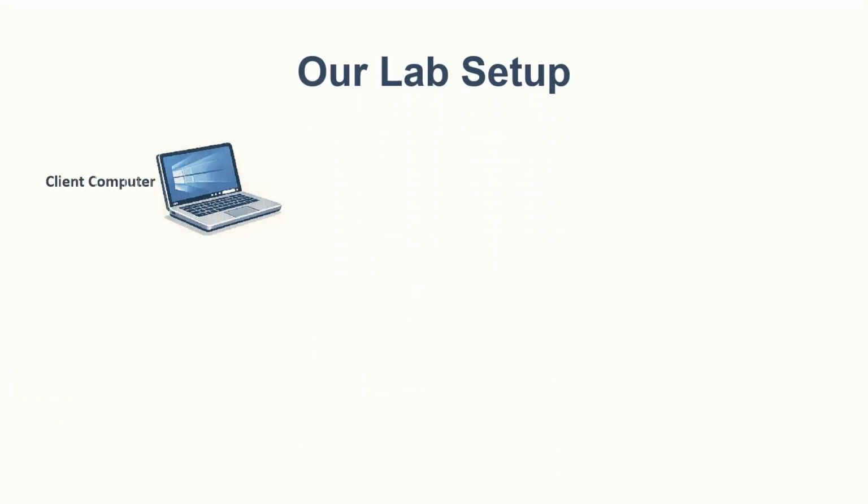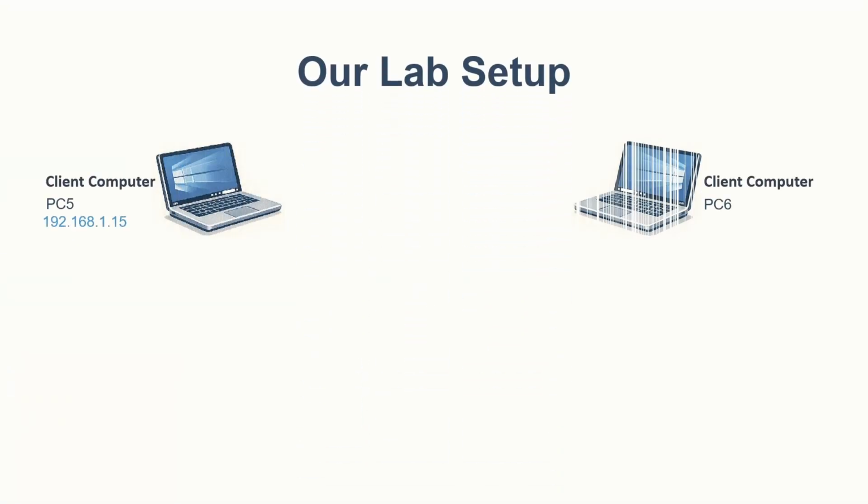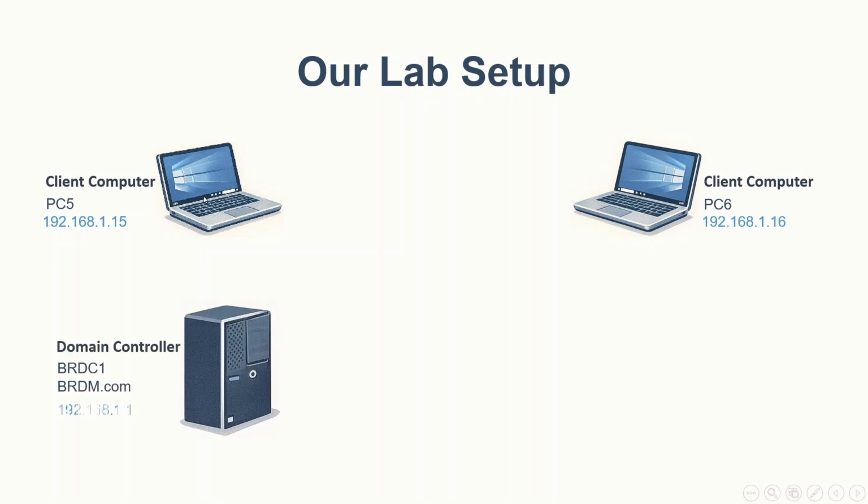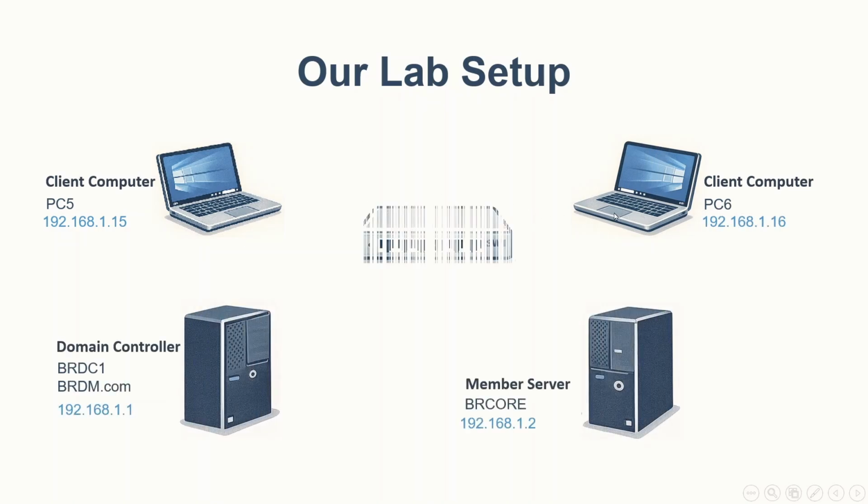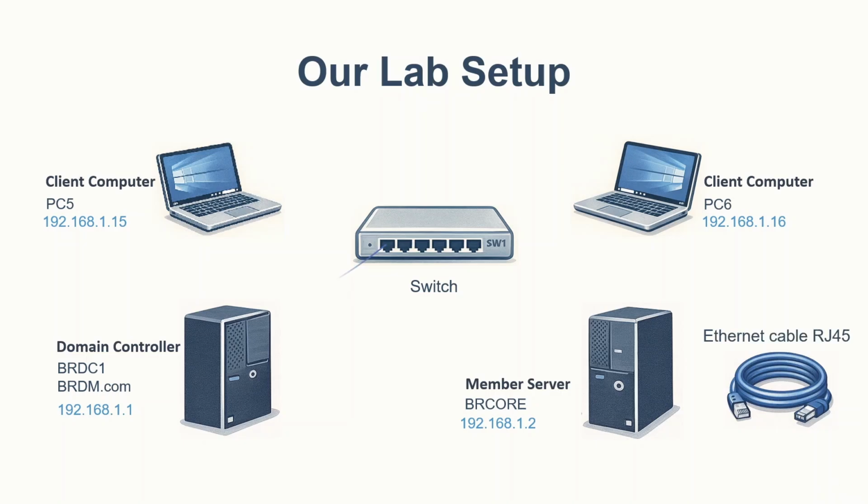Here's a quick overview of my lab environment. I have two client machines, both running Windows 11, connected through a switch. My domain controller, BRDC1, is running Windows Server 2022 and hosting the domain prdm.com. I also have a server core machine that will be joining the same domain as a member server. Everything is connected to the same network, and you can see the IP addresses for each device. And that's everything we needed before beginning the domain join process.